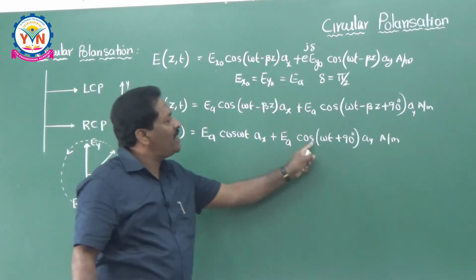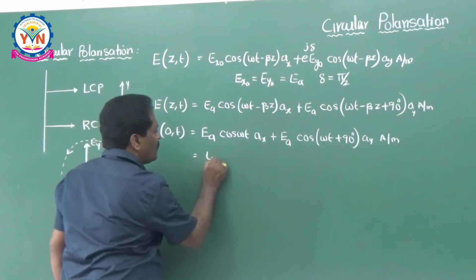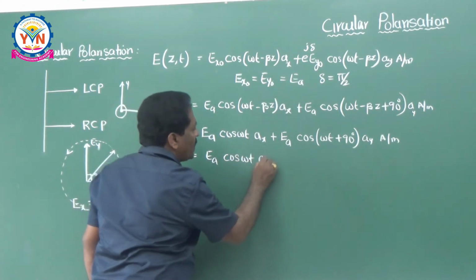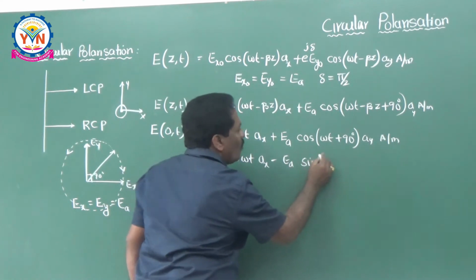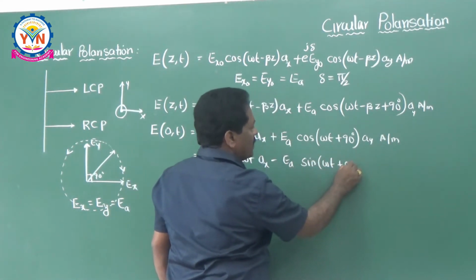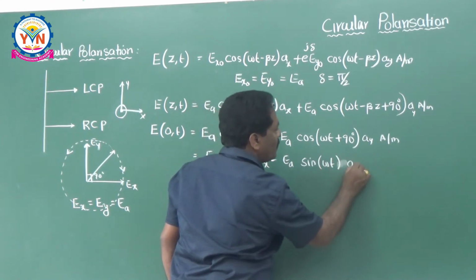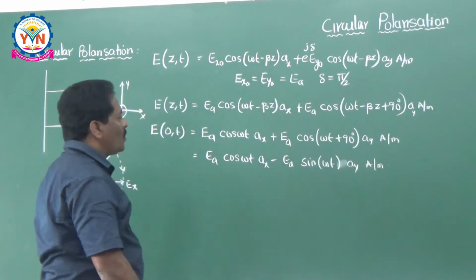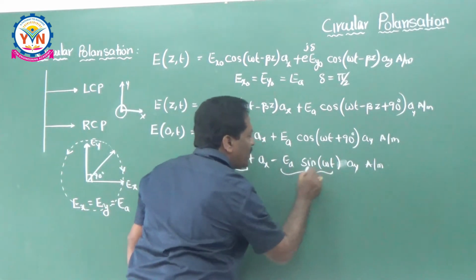Now cos of 90 plus theta is nothing but minus sin theta. Therefore this is equal to Ea cos omega t into Ax minus Ea sin omega t into Ay amperes per meter. So this is called the Ex component and this is called the Ey component.